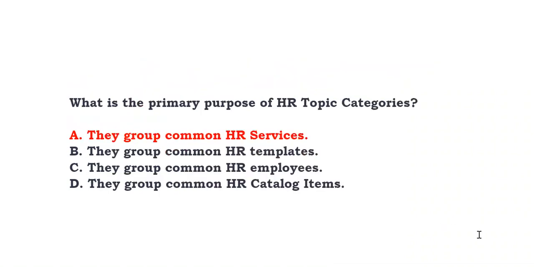Our next question is, what is the primary purpose of HR topic categories? Option A, they group common HR services. Option B, they group common HR templates. Option C, they group common HR employees. Option D, they group common HR catalog items. The correct answer is option A.